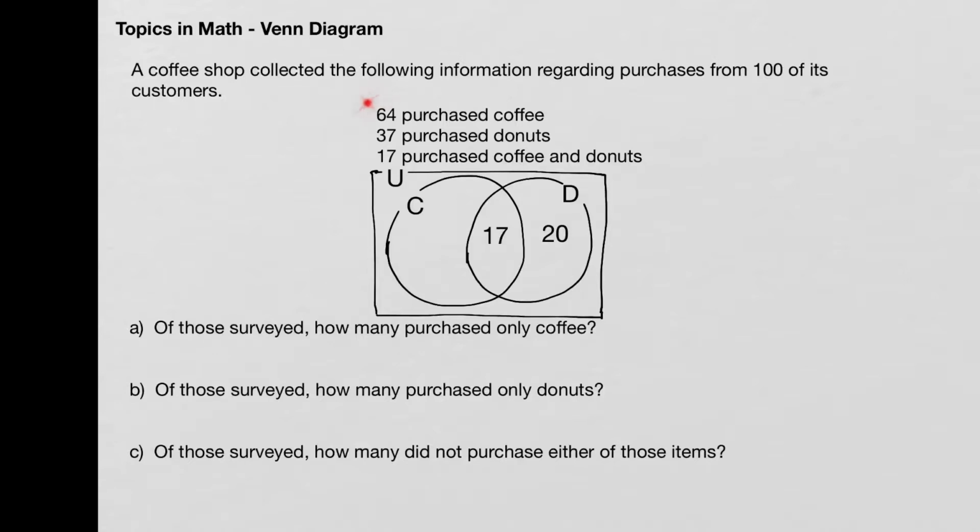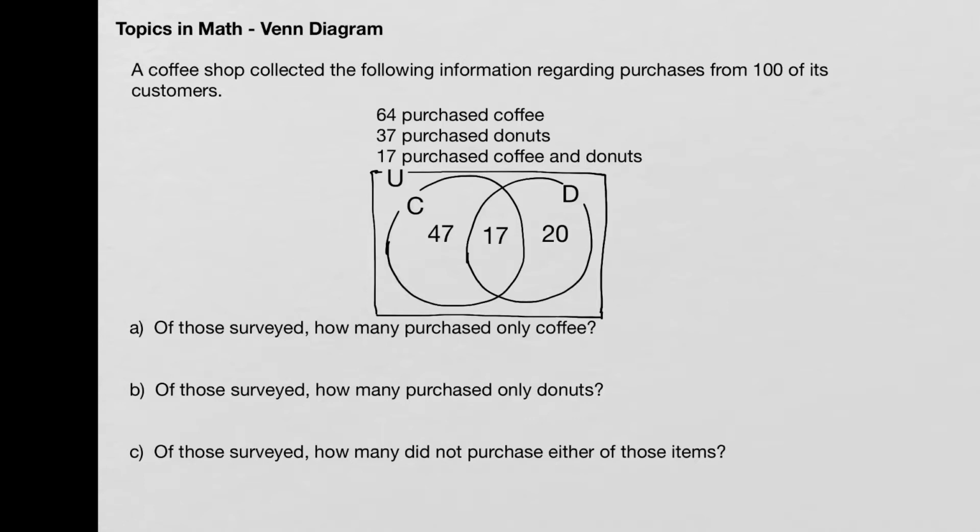Now I can move up to the 64 who purchased coffee, and we've already accounted for 17 of those coffee purchasers. So how many purchased coffee but no donuts? That would be 47, and that comes from 64 minus 17.